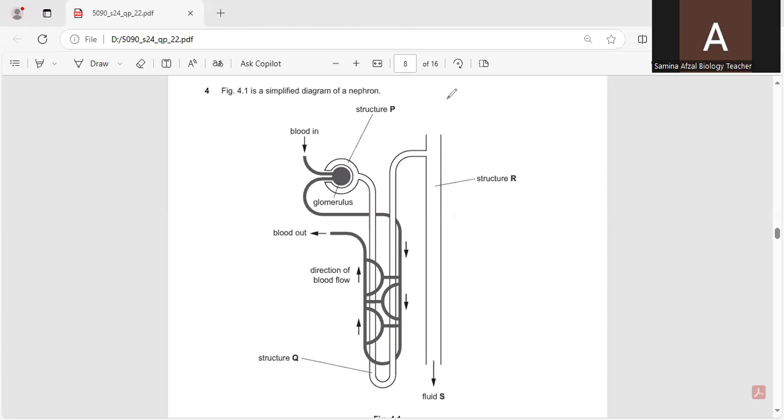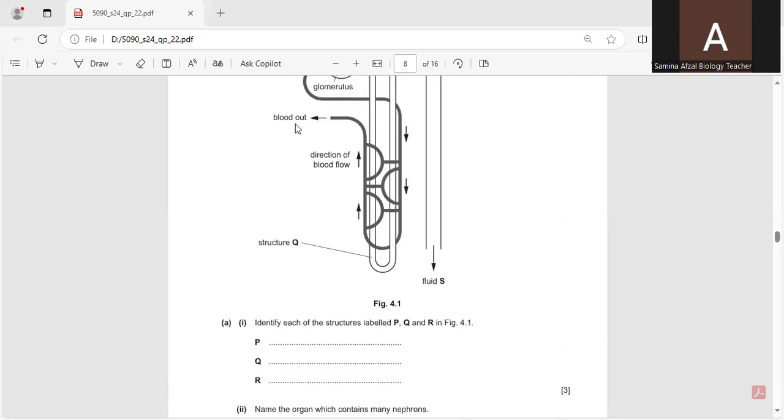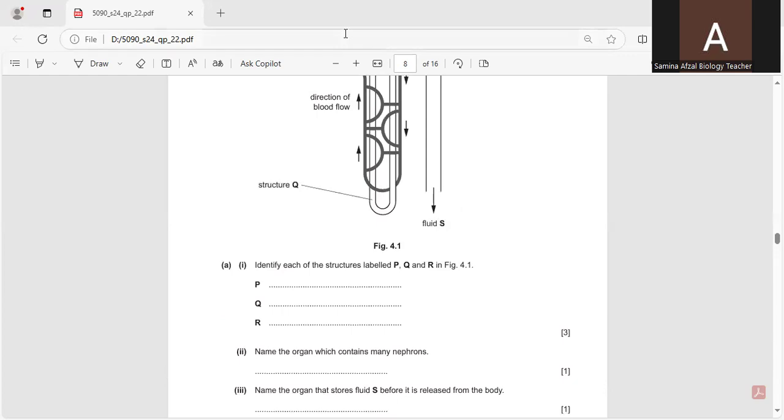So we will write R at proper place. P is Bowman capsule and Q is loop of Henle. And second is loop of Henle. And the R is collecting duct.